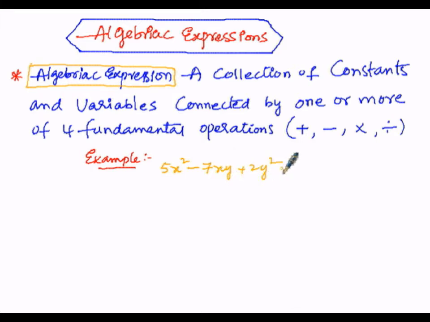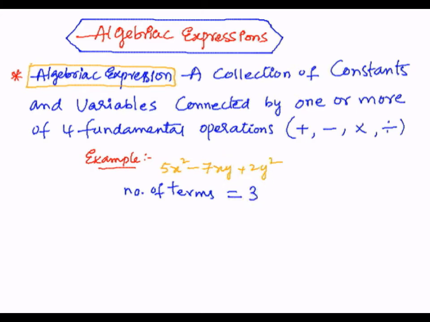This is an algebraic expression in which there are three terms. The first term is 5x square, the second term is 7xy and the third term is 2y square. The first term is positive, the second term 7xy is negative and the third term 2y square is positive. So these three terms are connected by means of the signs minus and plus. So here the number of terms in this algebraic expression are 1, 2 and 3.